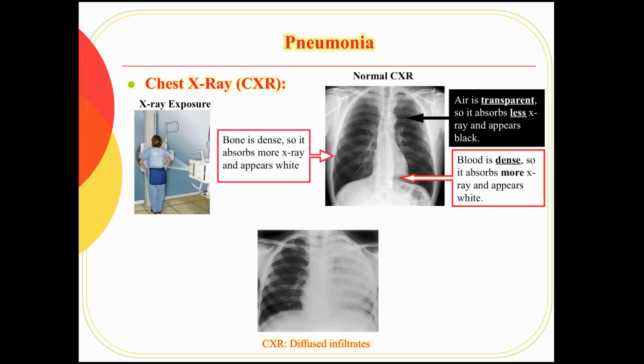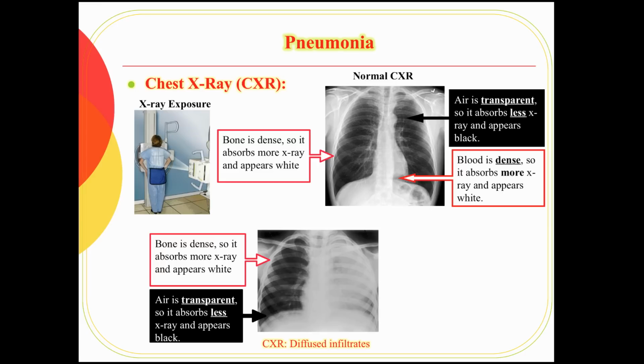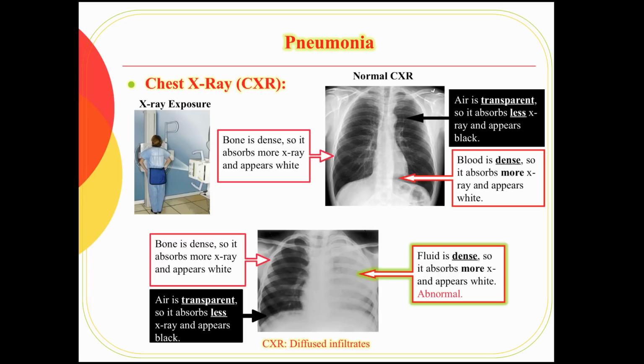Now this is a patient that has pneumonia. Again, you will see the bone here is dense and white. The right lung is normal for this patient, so you can see the gas exchange there. The air is able to go to the right lung because it's healthy. While if you look at the left lung, you don't see air because it's filled with fluids, and that's why it looks white on the X-ray. So that's what we call infiltrate.